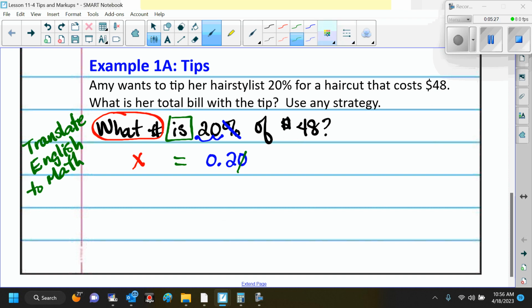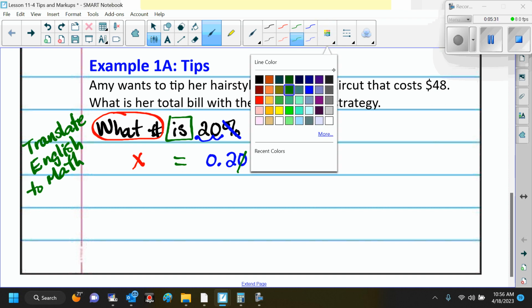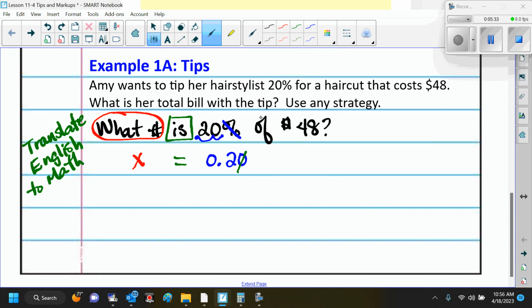Now, what does of in math mean? Very good. So of in math means we're going to multiply. I'm just going to use parentheses for my multiplication. And we're going to multiply times 48. And there is my equation. So now it just says x equals 0.2 times 48, and you just use your calculator.